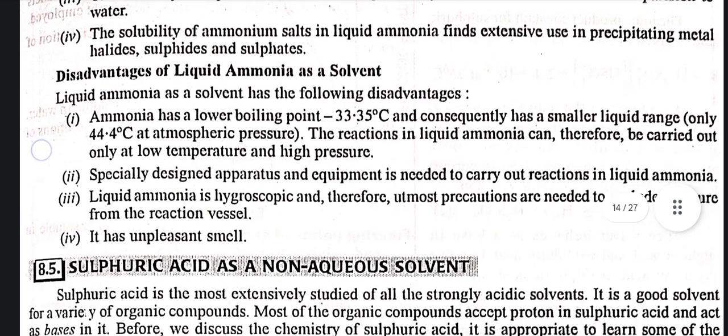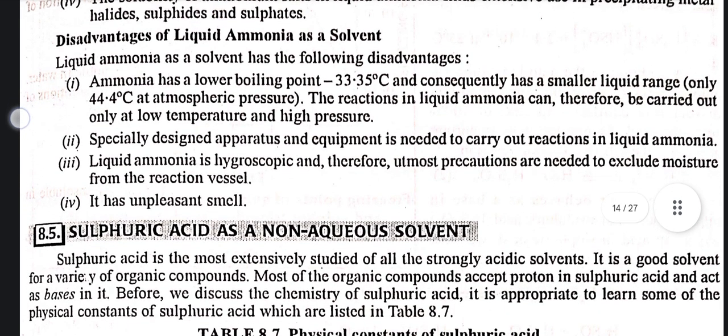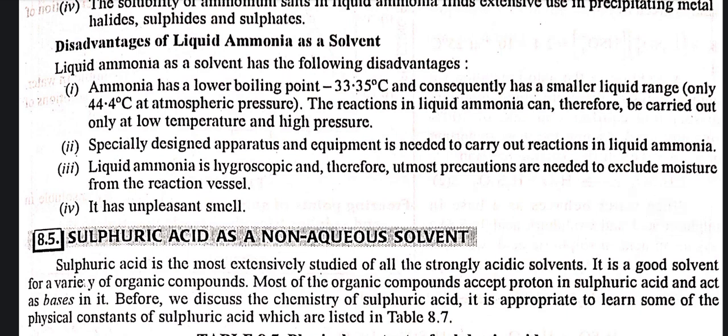Disadvantages of liquid ammonia as a solvent. Liquid ammonia as a solvent has the following disadvantages. Ammonia has a lower boiling point, that is negative 33.35 degrees Celsius, and consequently has a smaller liquid range, only 44.4 degrees Celsius at atmospheric pressure. The reactions in liquid ammonia can therefore be carried out only at low temperature and high pressure.